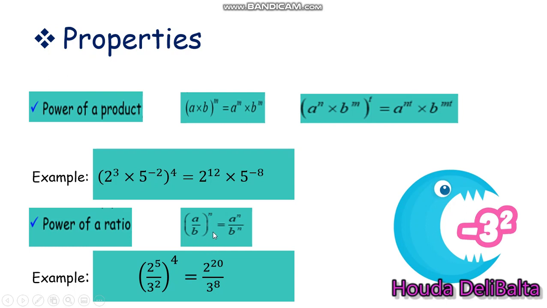Power n is also equal to a power n over b power n, as if we introduced the power among a and b. Example, 2 to the power 5 over 3 squared power 4 is equal to 2 to the power 20 over 3 to the power 8. By multiplying 4 and 5 we will get 20. By multiplying 2 and 4 we will get 8.